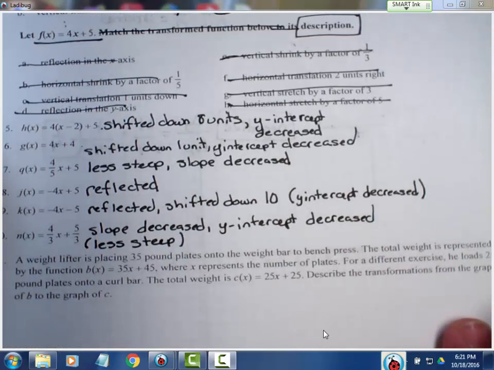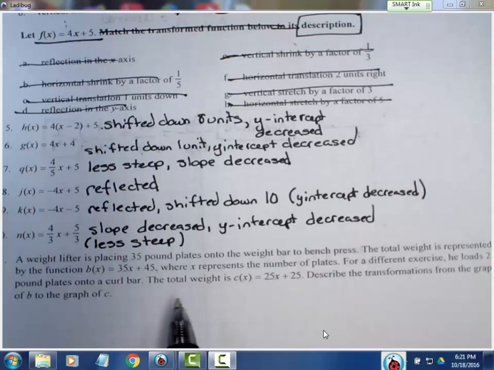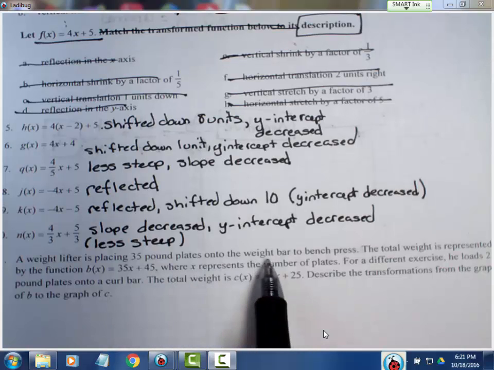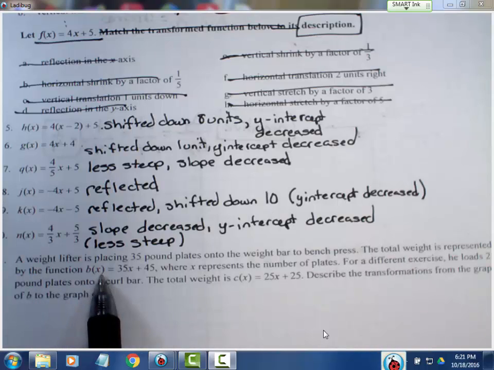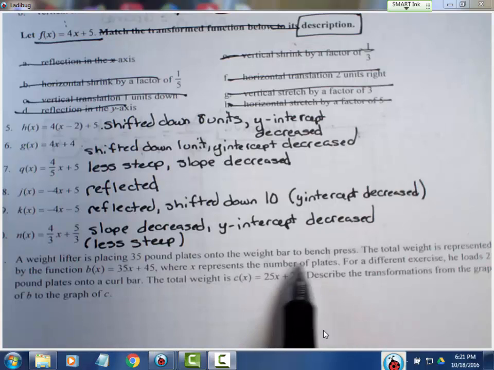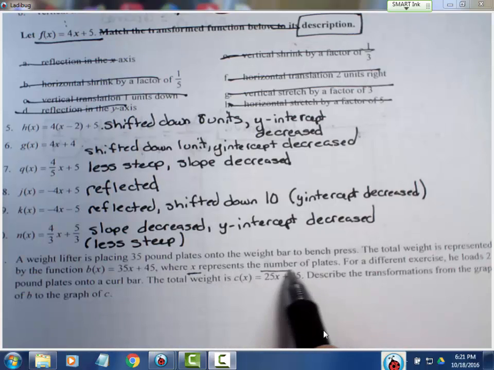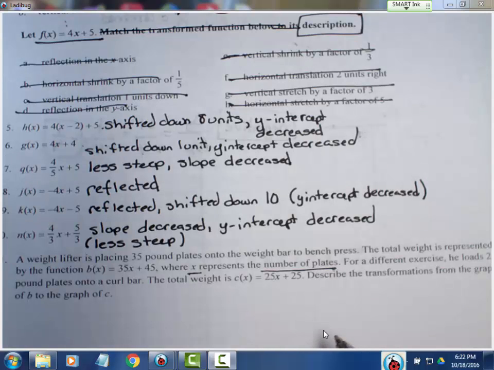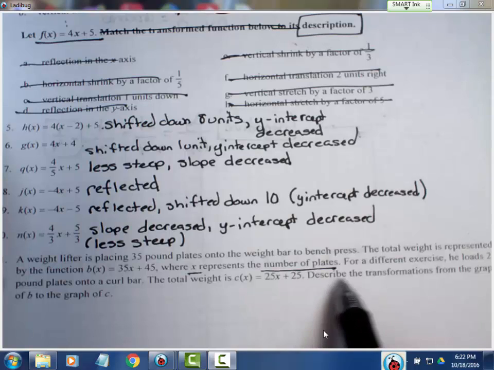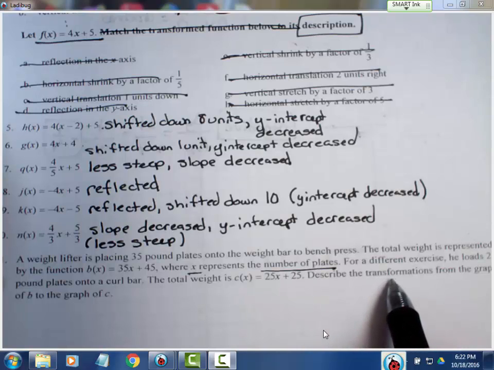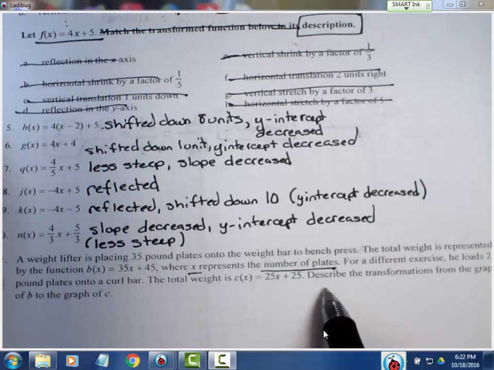All right, let's look at question 11. A weightlifter is placing 35-pound plates onto the weight bar to bench press. The total weight is represented by this function, b of x equals 35x plus 45, where x represents the number of plates. Okay, so x is the number of plates. For a different exercise, he loads 25-pound plates onto the curl bar, and the total weight is 25x plus 25. Describe the transformations from the graph of B to the graph of C.